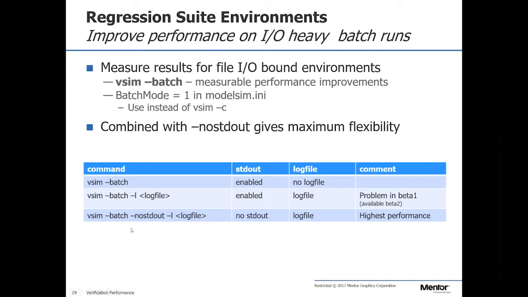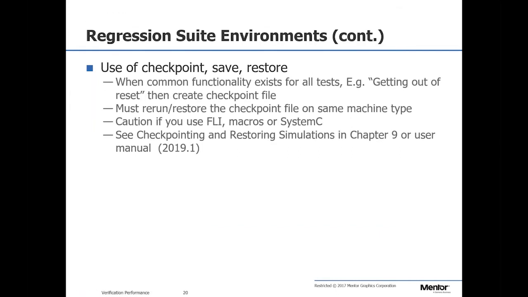That's not super efficient. So we created a more high performance text writing algorithm within the tool. And so the fastest sim time you'll get is if you say vsim -batch, don't use standard out, and write the log file to whatever. So anyway, that's probably your fastest.